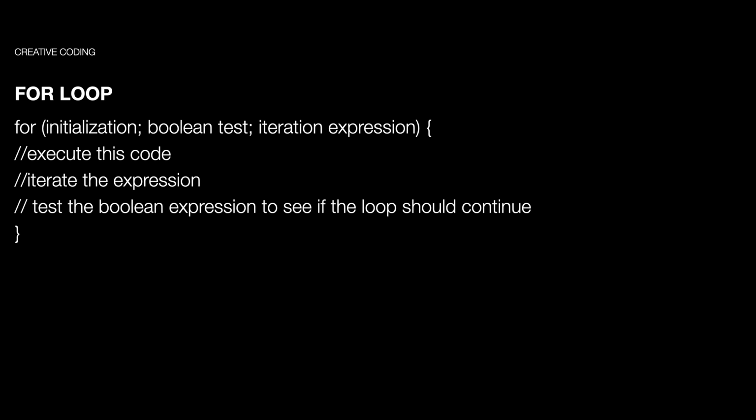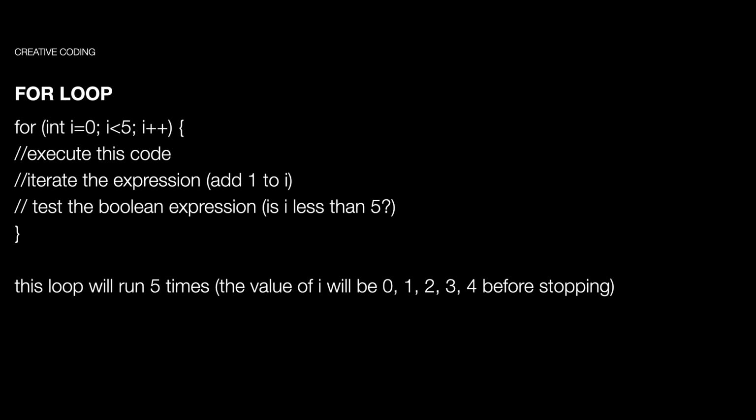And then it will, again, test the Boolean expression to see if the loop should continue. So on the first line, for, and inside of here, you'll see the three elements that we're going to write. One is the initialization. So we are going to declare and initialize a variable. In this case, we'll call it i, of type int, i equals 0. We set the Boolean test as long as i is less than 5. And then we have the increment: i++ is the same as saying add 1 to i.